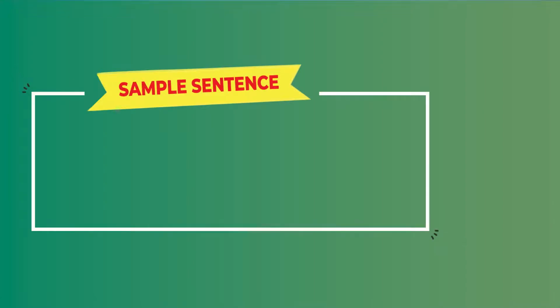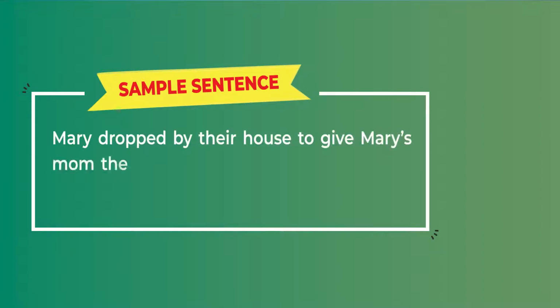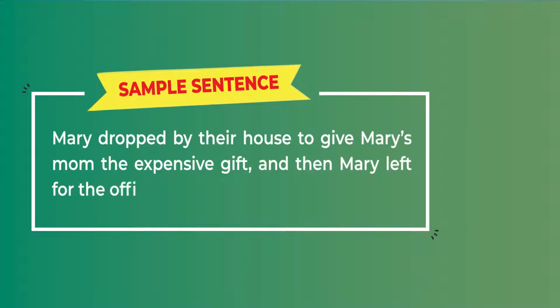Now, let's read our sample sentence again, and let's identify the verbs we have in the sentence. Mary dropped by their house to give her mom the expensive gift, and then she left for the office immediately. Exhausting. Can you tell me the verbs we have in this sentence? Perfect. We have dropped, give, and left.